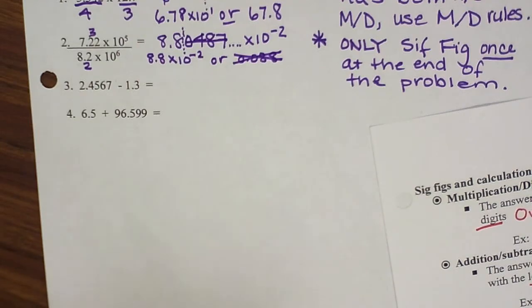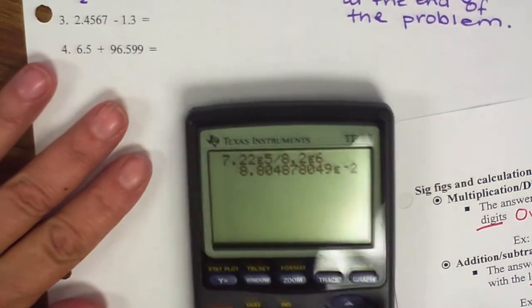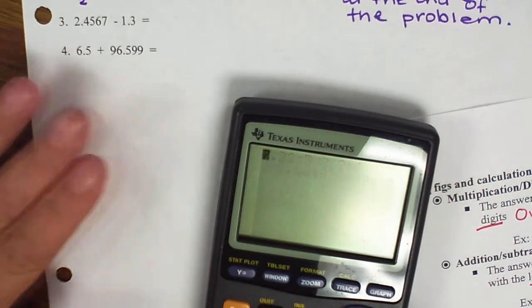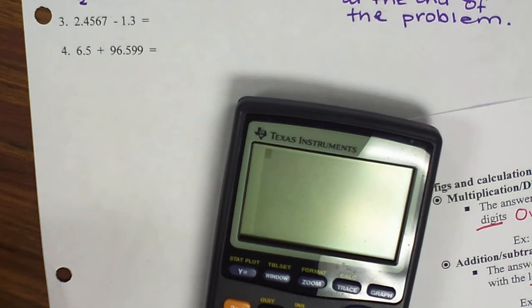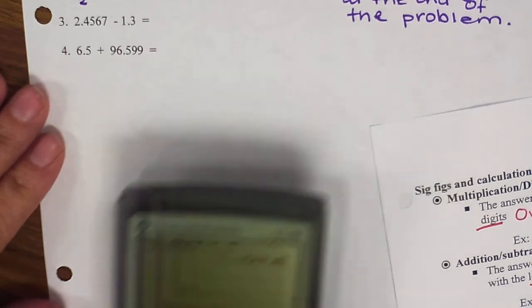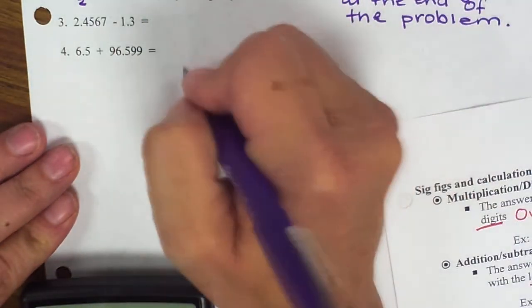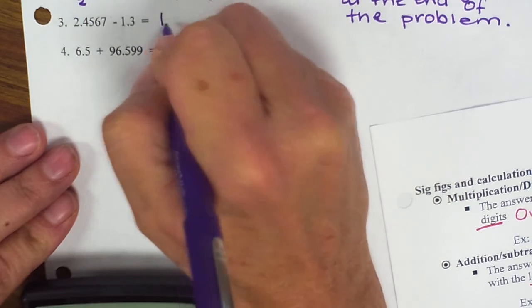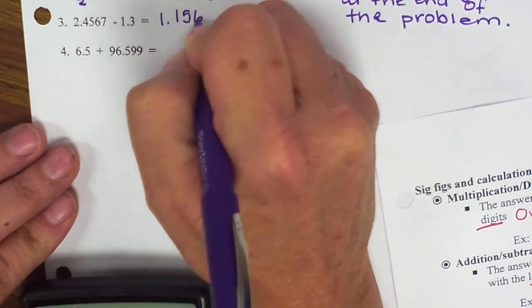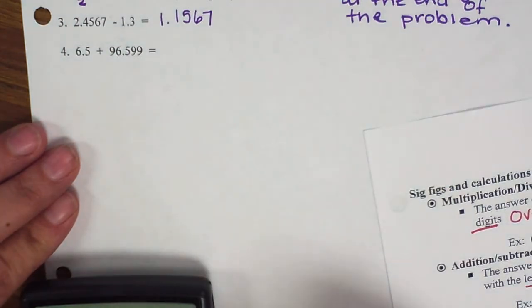All right, moving on. Next one. Ready? All right, so Samaya. 2.4567. Okay, so the answer I have here is 1.1567. How many digits do I get? How do I know where to round off?